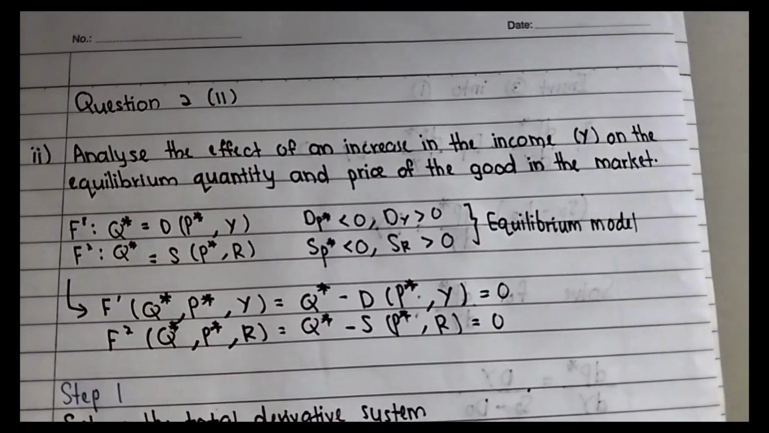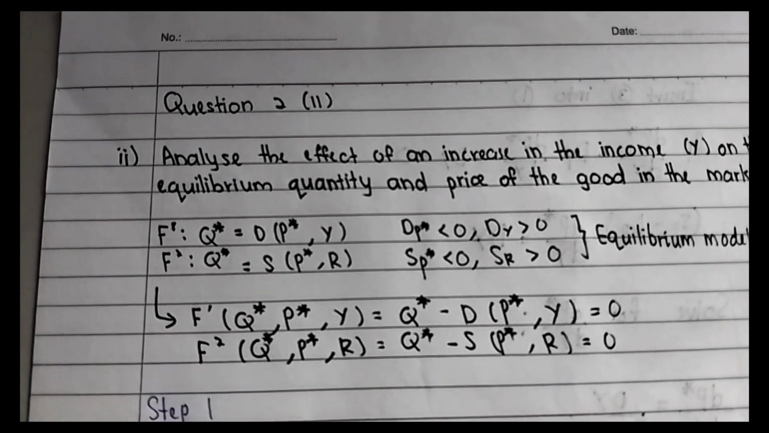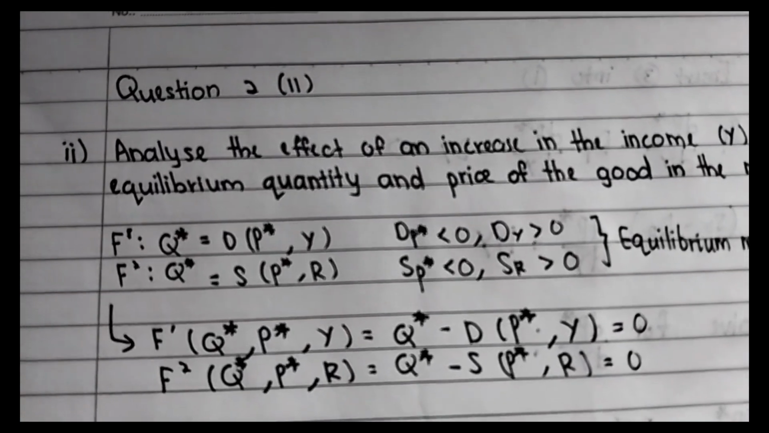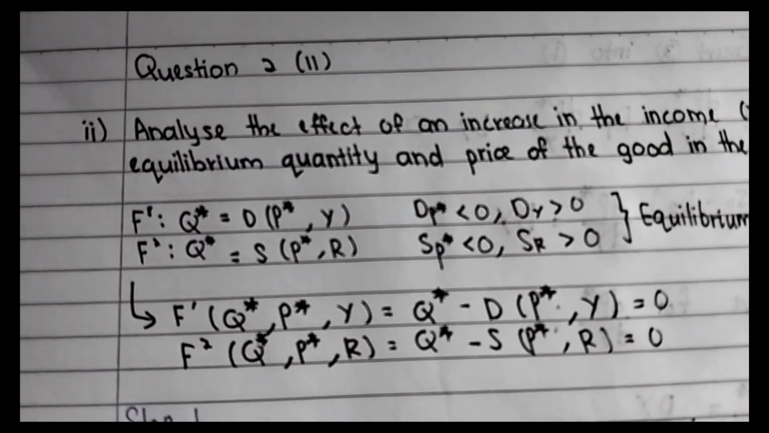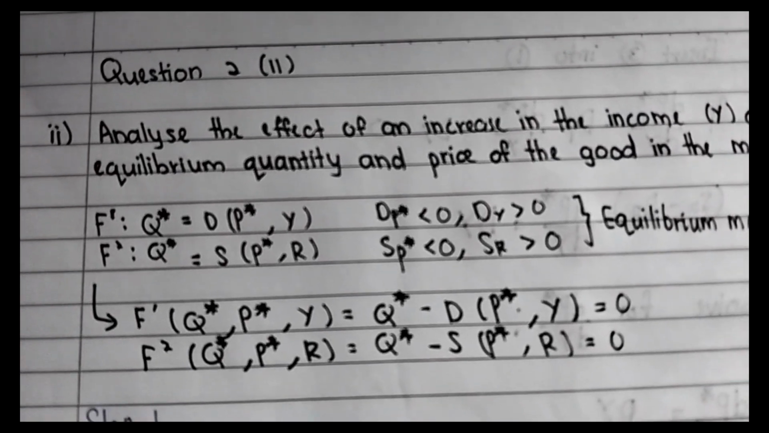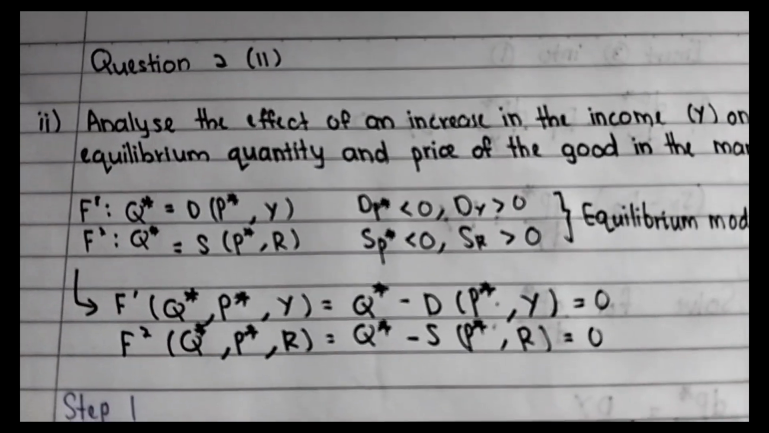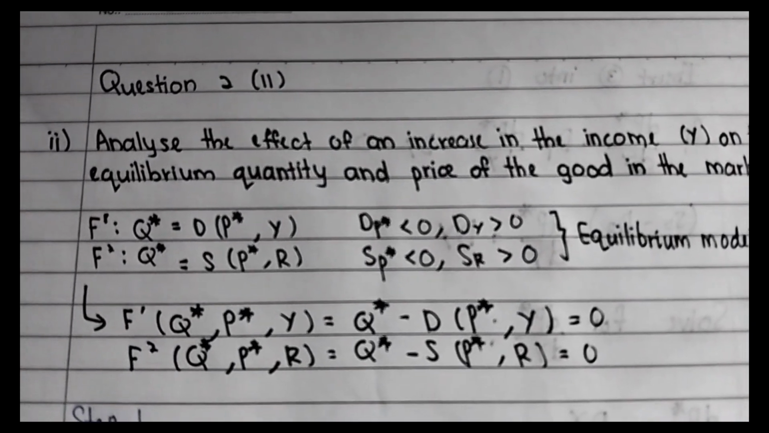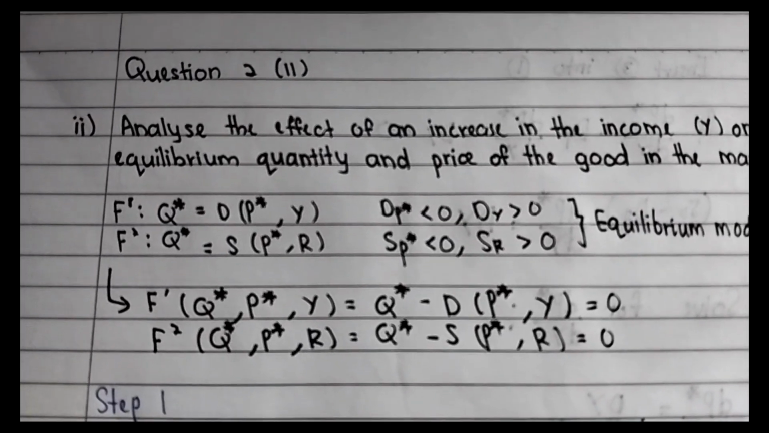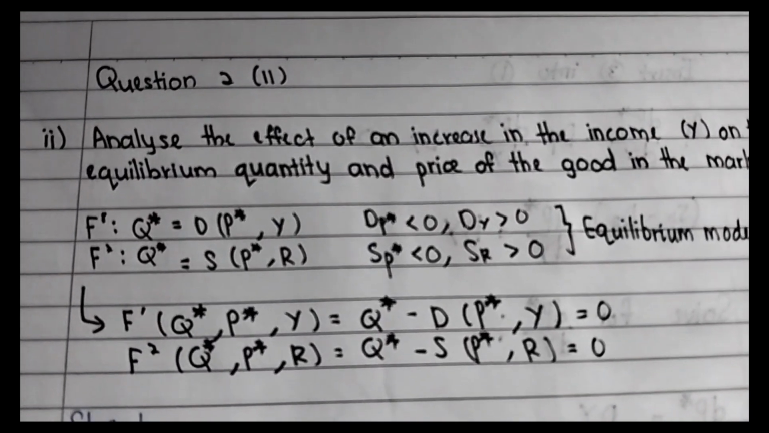First of all, we have our equilibrium model, which is F1: Q star equals D(P star, Y), and F2: Q star equals S(P star, R). For the equations, we also have the assumptions that D_P is less than 0 and D_Y is more than 0. Then we have S_P more than 0, and S_R is also more than 0.